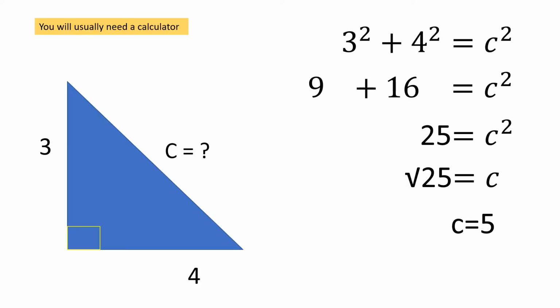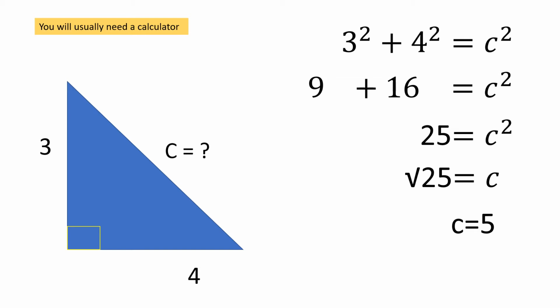On the triangle shown on the screen now, you can see that 3 is one side, 4 is the other, and we want to know the length of c. So 3 squared plus 4 squared equals c squared. 3 squared is 9, 4 squared is 16, which gives us 25. And we can work out, in our heads or using a calculator, the square root of 25 is 5. So c will be 5.